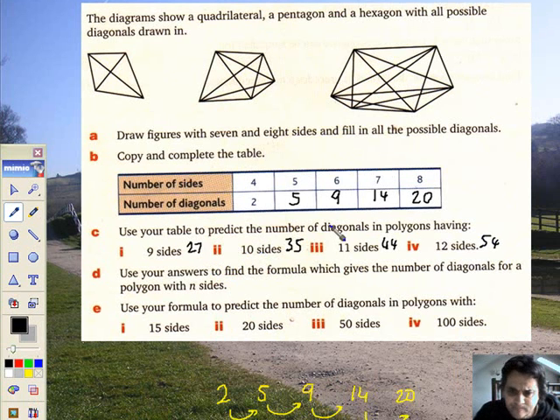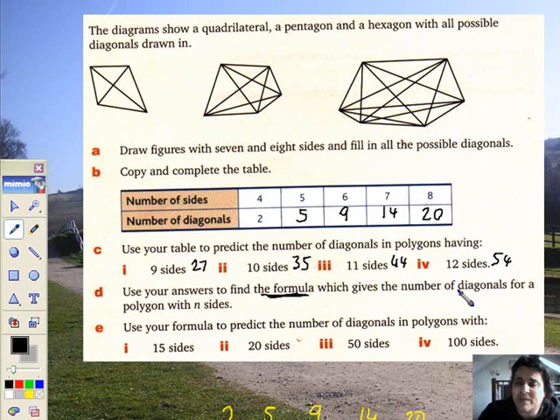Right, add on 7, add on 8, add on 9, add on some. Yeah, I'm really happy. Right, that's not the difficult bit. The difficult bit is to use your answers to find the formula, in other words the nth term, which gives me the number of diagonals for polygons with n sides.